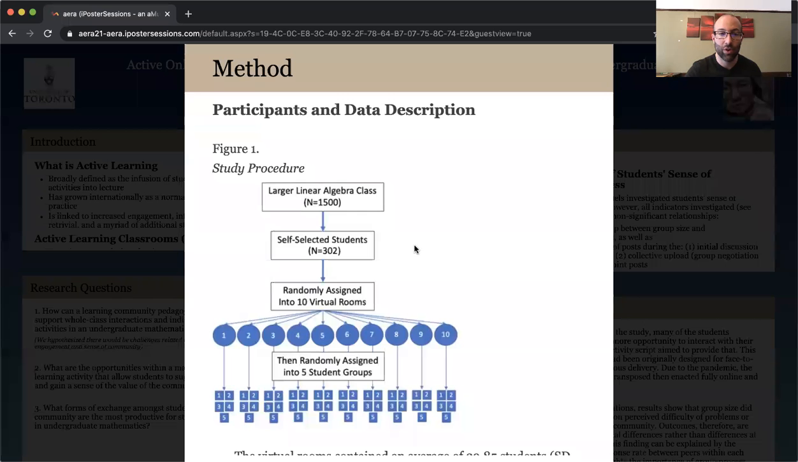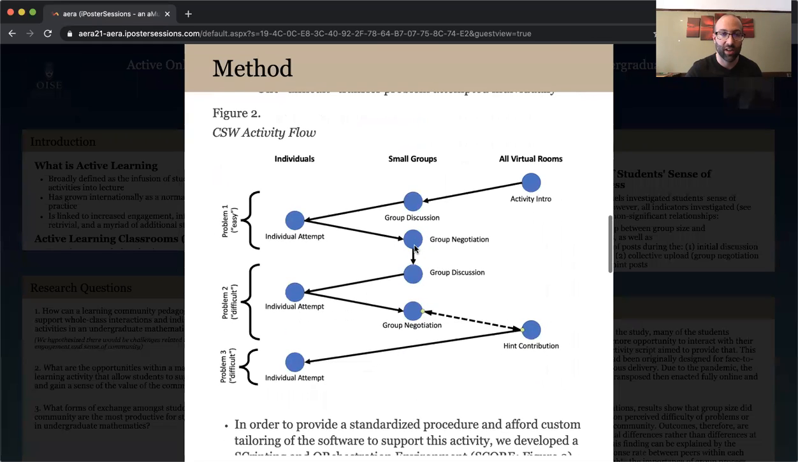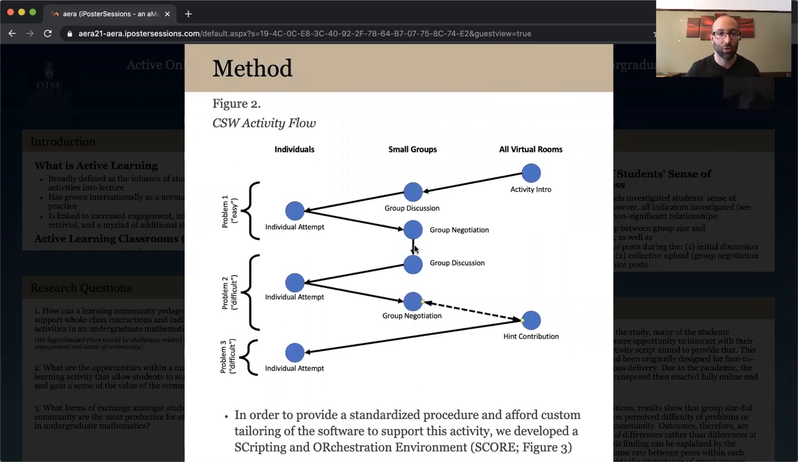The activity script that we used is illustrated here. We called it the community supported worksheets activity, and it started with an introduction to the entire class, moving to a group discussion where students discuss just sufficiently to be able to understand the problems. They would individually attempt the problem, followed by a group negotiation where they would upvote and downvote their group members' answers and had a chance to comment and resubmit their solution.